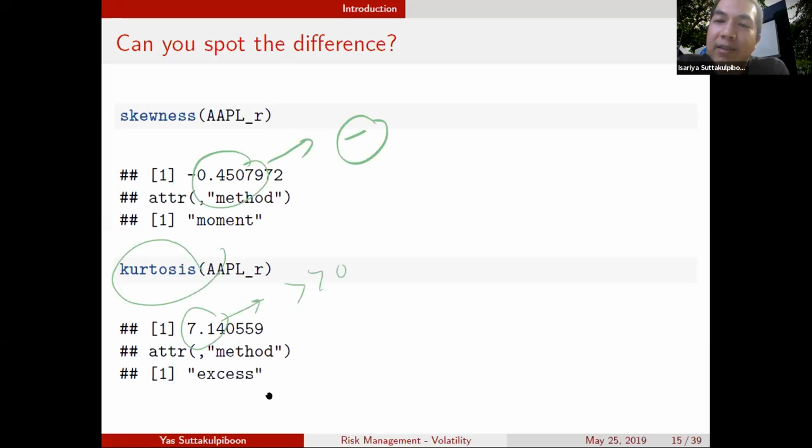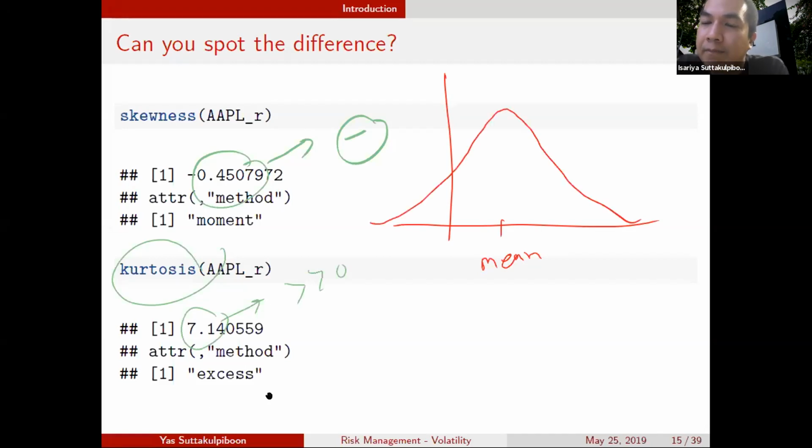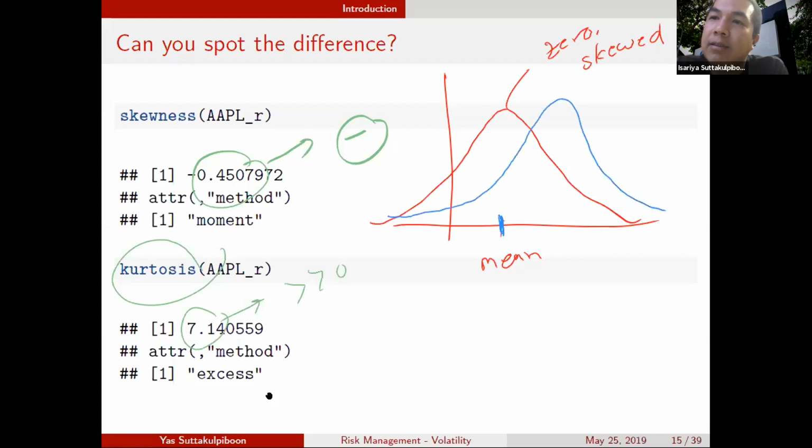If you remember statistics, right? Negative skewness, meaning that this is the mean. If skewness is 0 or no skewness, it's going to be balanced, right? It's going to be symmetric. This is 0 skewness. Okay, but if it's negative skewness, meaning that the mean is right here, the mass of the distribution is going to be more towards the positive side of the mean. So it's going to look something like this.